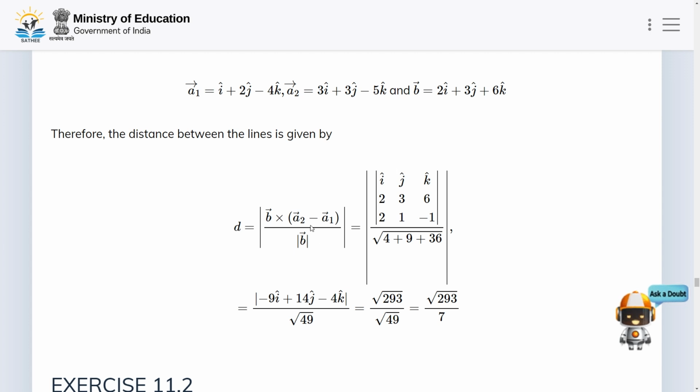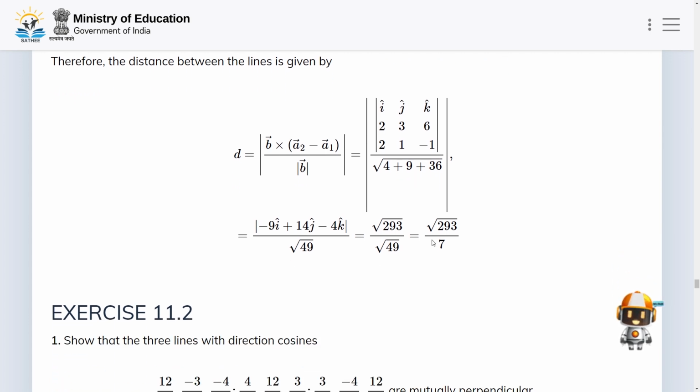This will give you, by evaluating this determinant, divided by root of 4 plus 9 plus 36, root of 293 divided by 7.